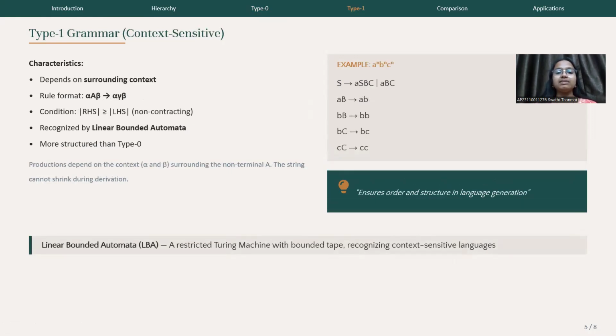Next, coming to type 1 grammar, also called context sensitive grammar. In this grammar, the production rules depend on the surrounding context of a symbol. The length of the right hand side must be greater than or equal to the left hand side. This means the string cannot become shorter during derivation. Type 1 grammars are recognized by linear bounded automata. They are more structured than type 0 grammars. A common example is the language a^n b^n c^n, where the number of A's, B's, and C's must be equal.